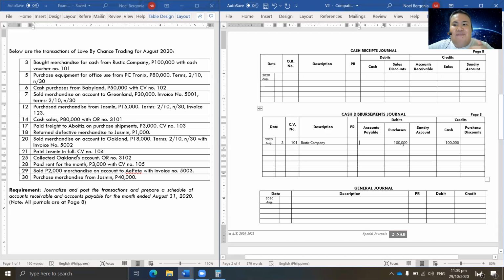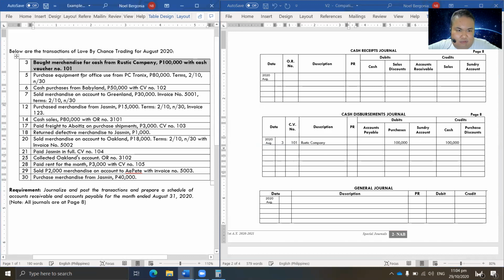But if a subsidiary ledger is affected, we post immediately. In this first transaction, since there is no accounts payable or accounts receivable affected, it need not be posted to our subsidiary ledger. Sir, so nothing goes in the PR? Nothing. Just leave it blank since we did not post it anywhere else. So that's our first transaction. We are done already.